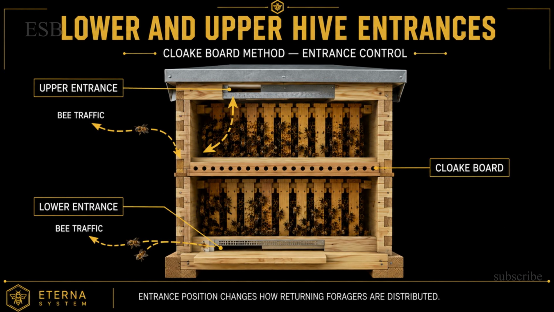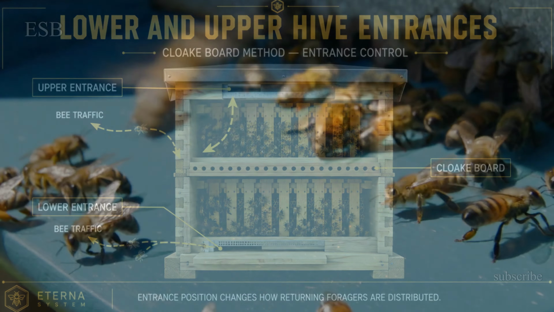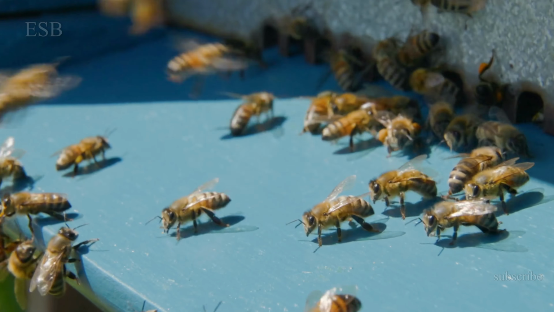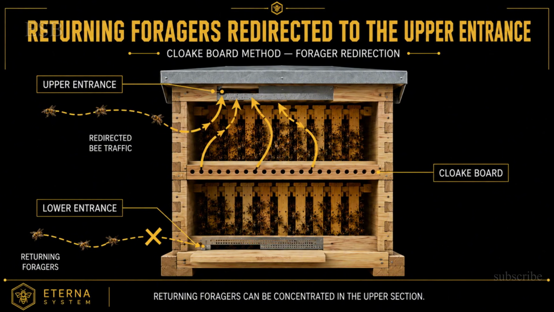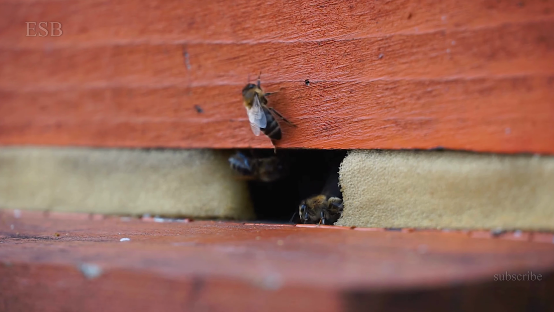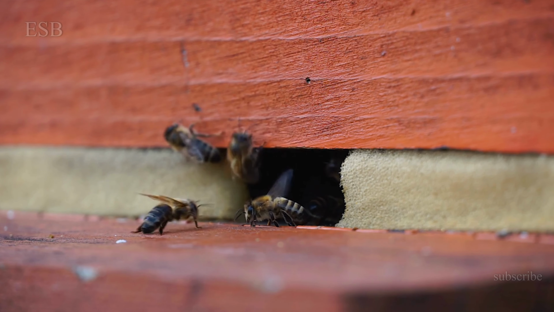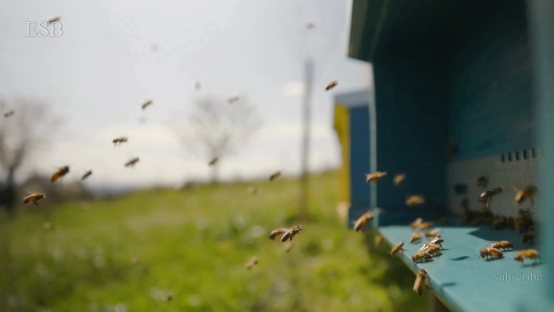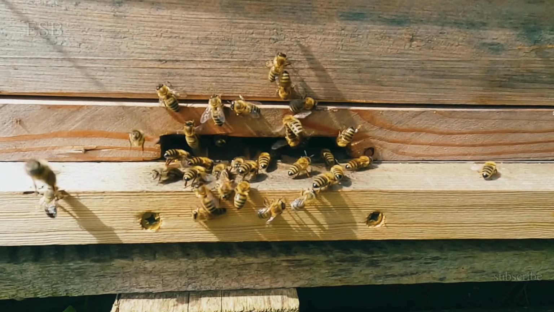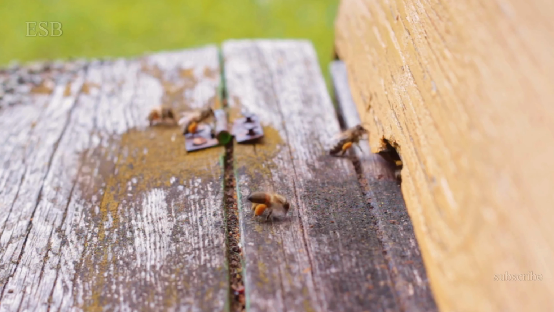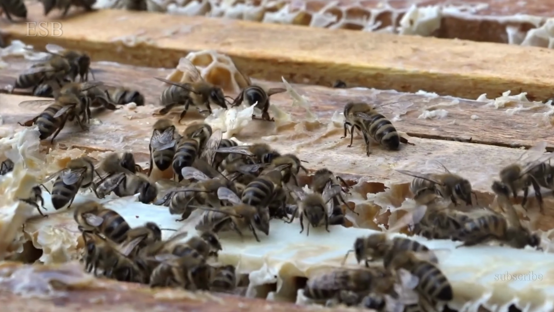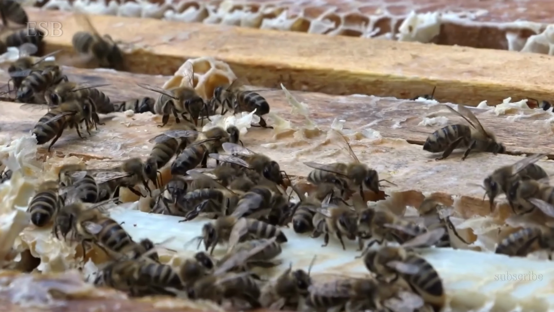The way bees enter the hive is then changed. The position of the entrance is not merely a construction detail. Foragers remember the location to which they return. When the direction of the entrance is changed, some returning bees can be redirected into the upper hive body. This concentrates an even larger number of bees above the cloak board. The upper section becomes crowded. The population of nurse bees increases. Pollen and nectar continue to enter through the upper entrance.